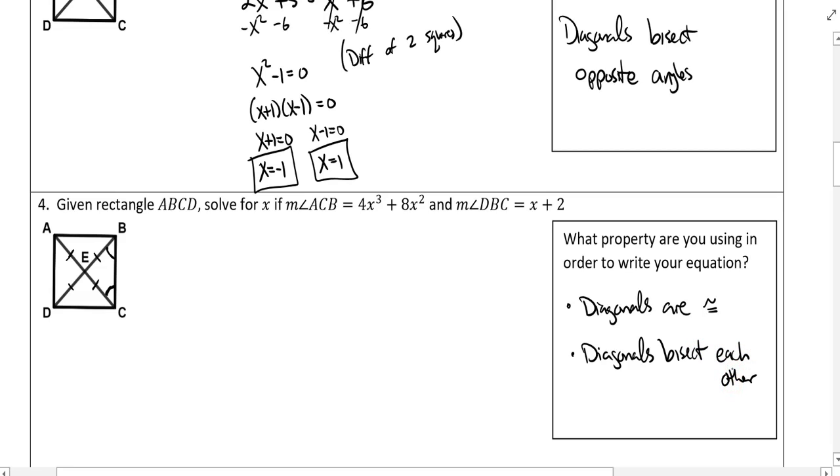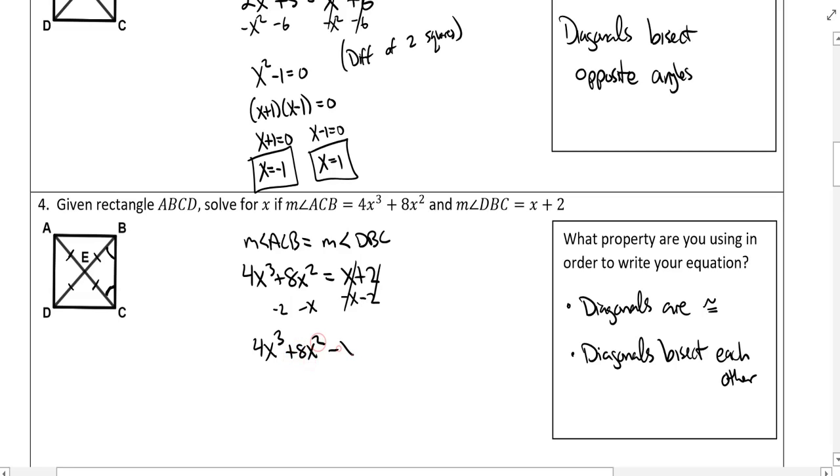Because a rectangle is a parallelogram, we can set the measure of angle ACB equal to the measure of angle DBC. So 4x to the third plus 8x squared is equal to x plus 2. Subtract x and 2 from both sides of the equation, and we get 4x to the third plus 8x squared minus x minus 2.